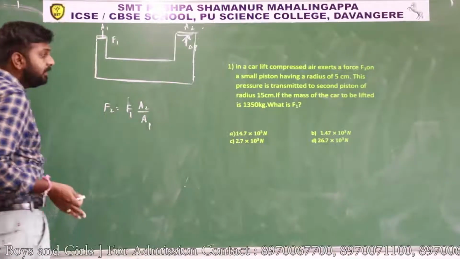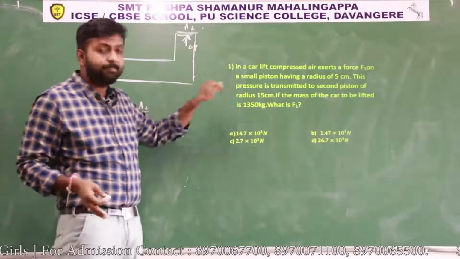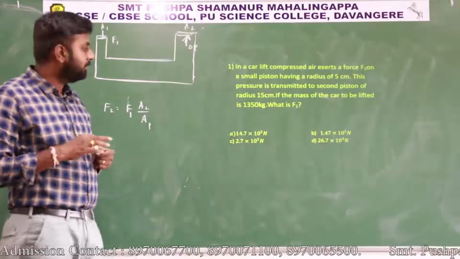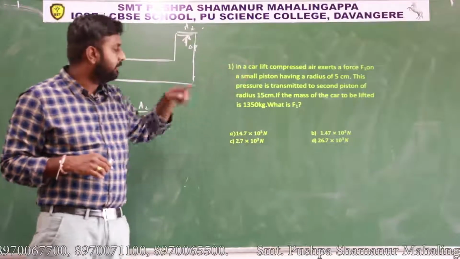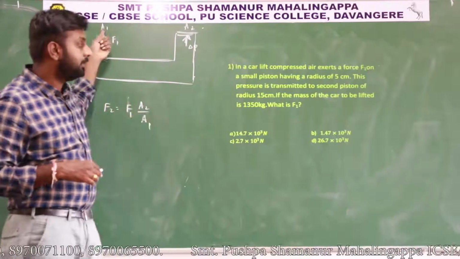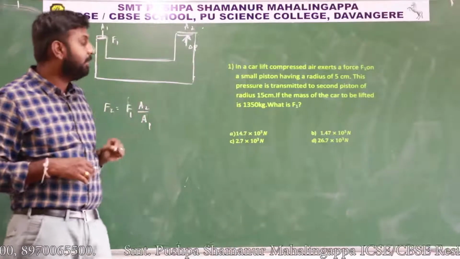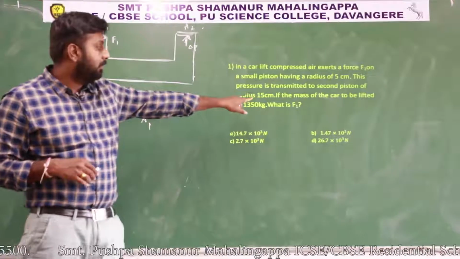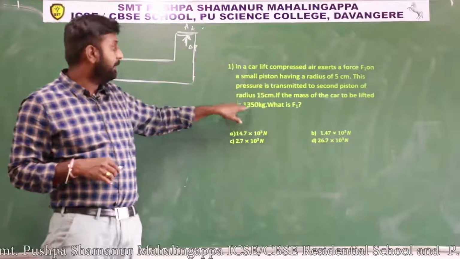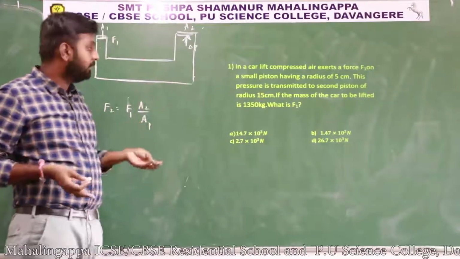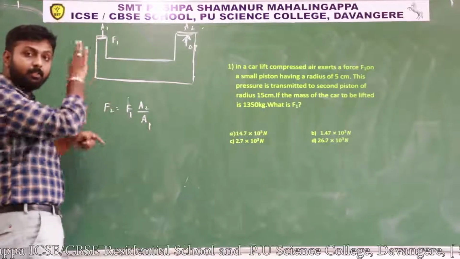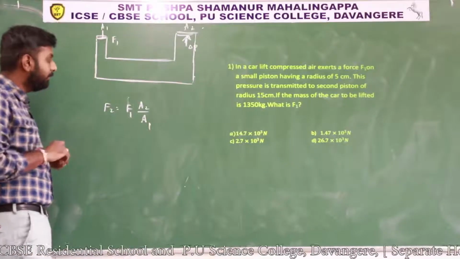And here what is given? The mass of the car is given. Mass of the car is 1350 kg, and the radius R2 is given as 15 centimeters. R1 radius, let us consider that as 5 centimeters. If the car is to be lifted, what should be the force applied on the first piston? So the F1 value we have to find out.